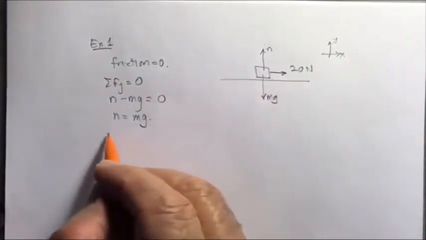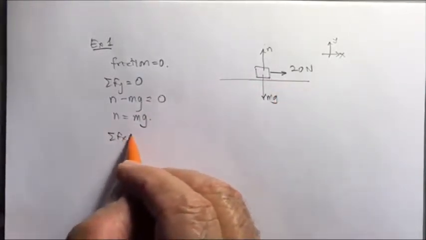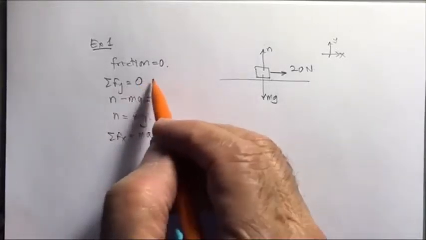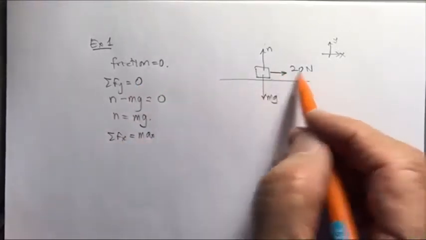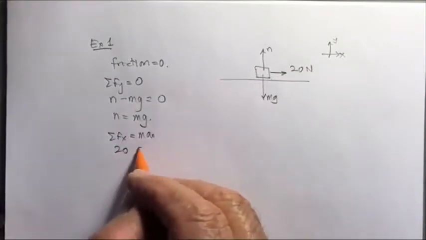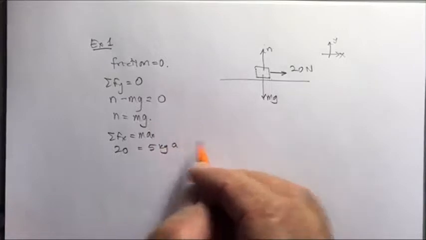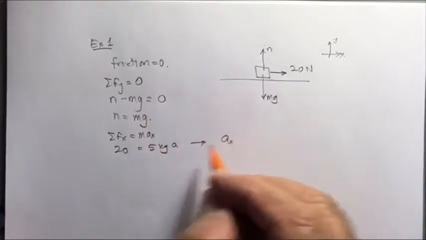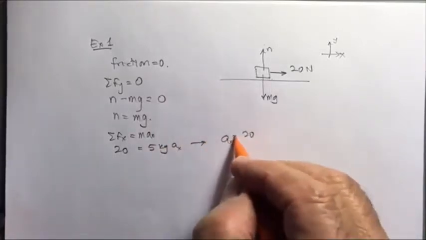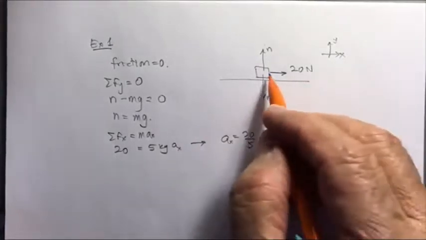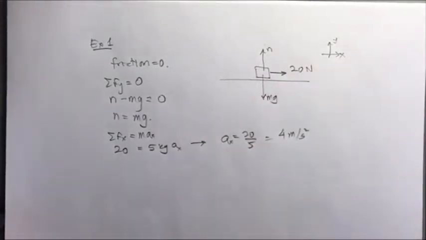And now we apply the equation in the x direction, sum of forces equals max. We could have written may here, but ay is 0. In the x direction we have 20 newtons equals the mass, which we took as 5 kg, times a, and this gives us ax equals 20 over 5, which is 4 meters per second square. So it's going to accelerate at 4 meters per second square.